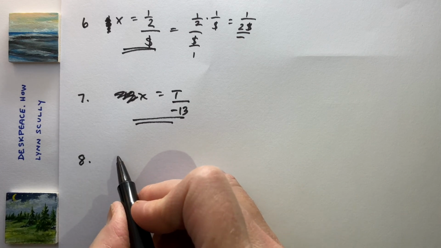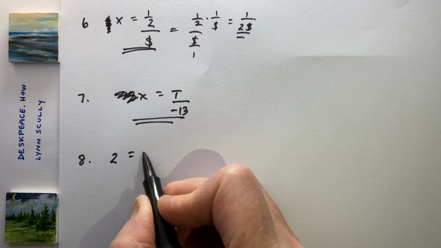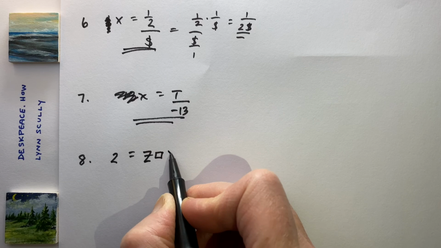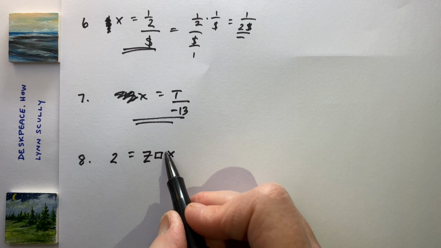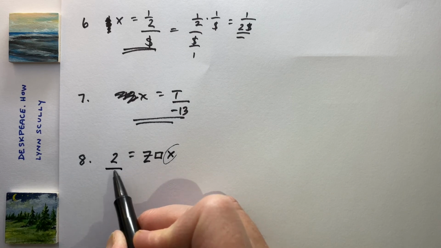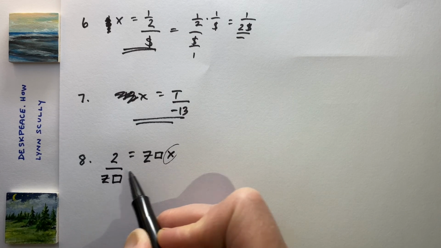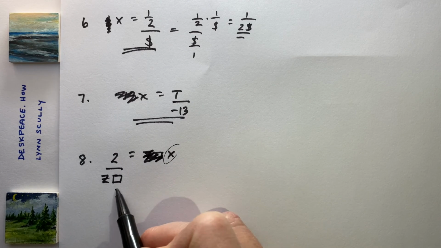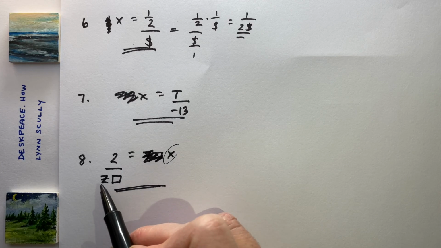Number 8, 2 is equal to z box x. Here's my unknown. I want to get it alone. This stuff is attached by multiplication. Move it by division to the other side of the equal sign. I have solved for x in terms of z and box.